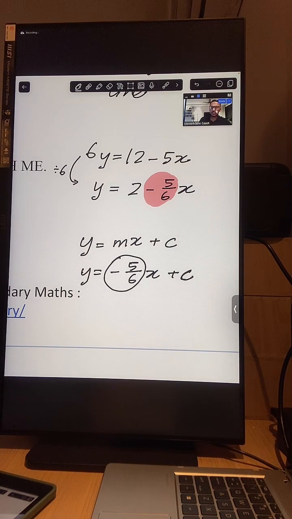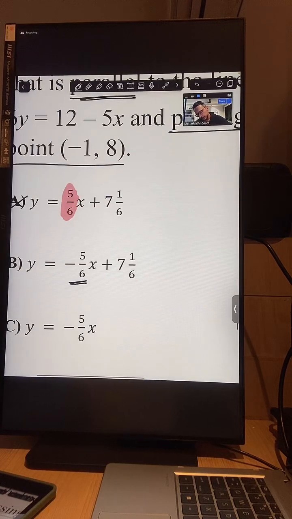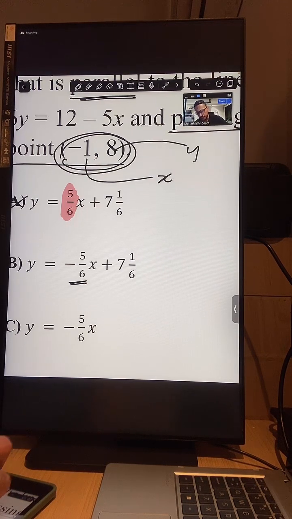However, I need to go and find my c value. How do I go ahead and find my c value? The way I do that is by substituting in the value for y and for x. Where do I get the value for y and x? It comes from here. Because this line passes through the point negative 1, 8, this will go into my x, and this will go into my y.